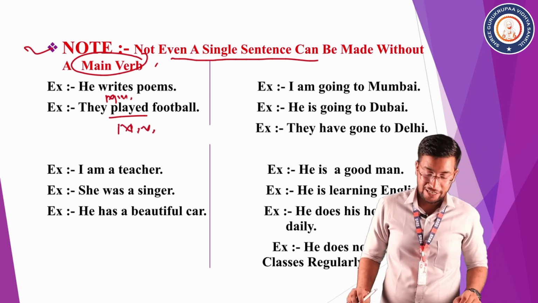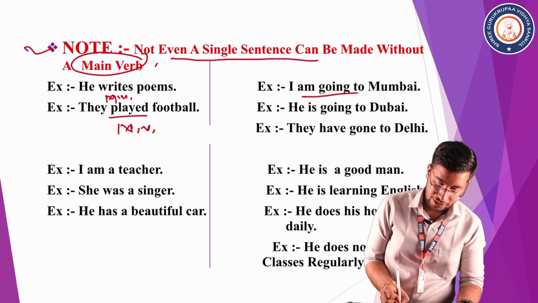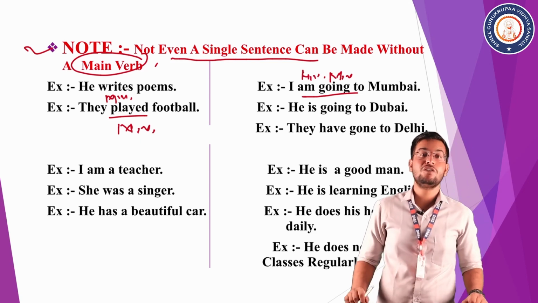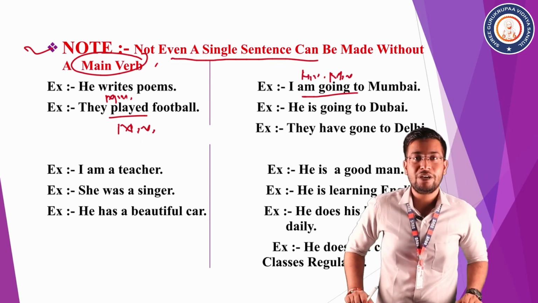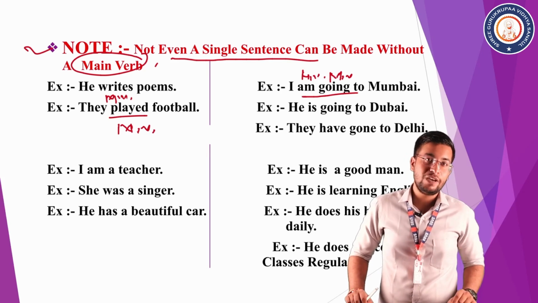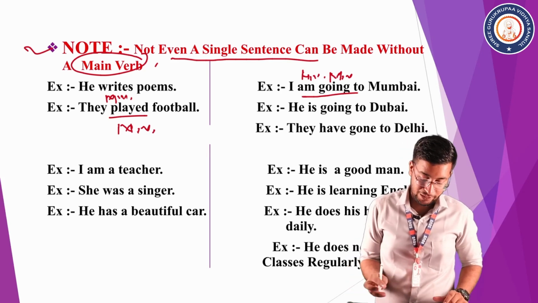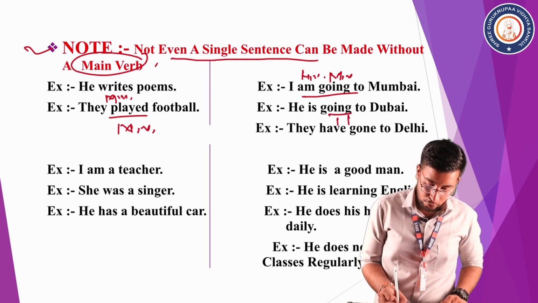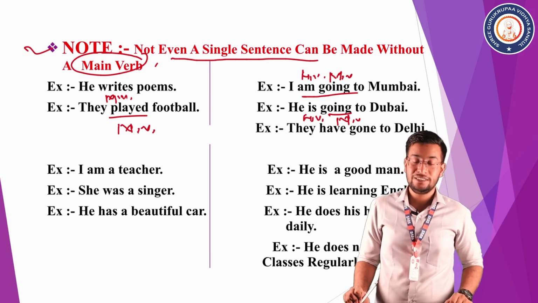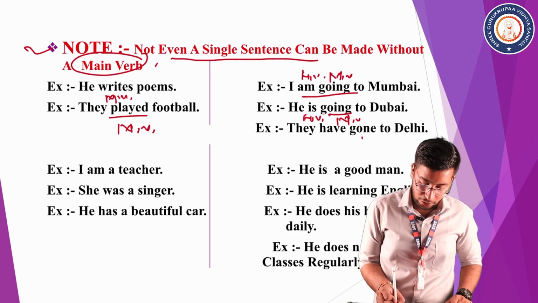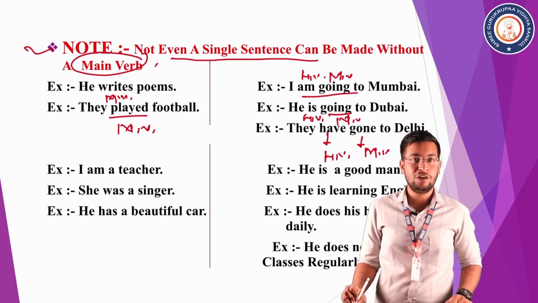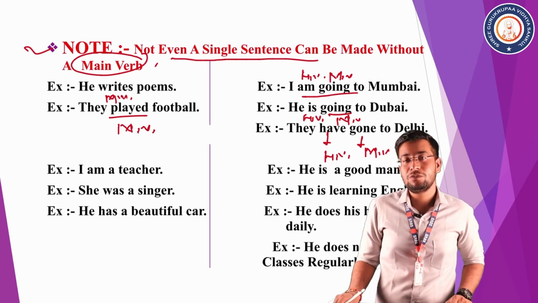If you look at another example, I am going to Mumbai. So in this example, going is our main verb and am is our helping verb. In this another example, he is going to Dubai. Going is our main verb and is is used as a helping verb. In the next example, they have gone to Delhi. Gone is our main verb and have is used as a helping verb. So a sentence is not possible without a main verb.